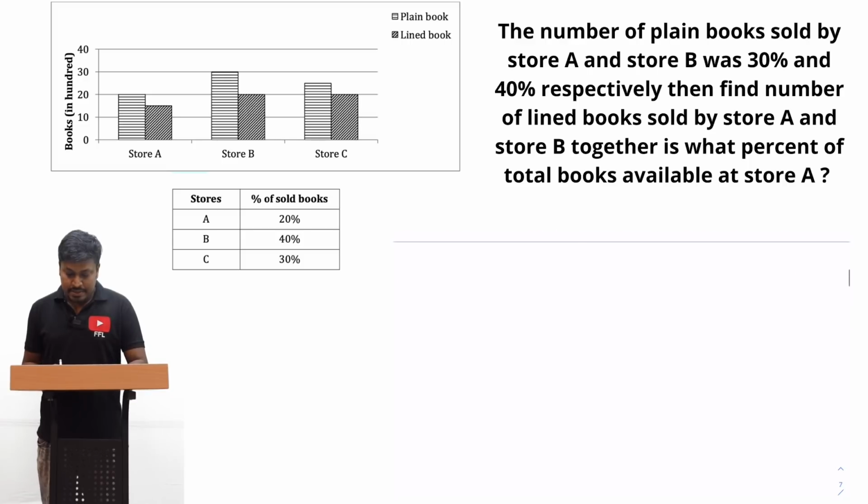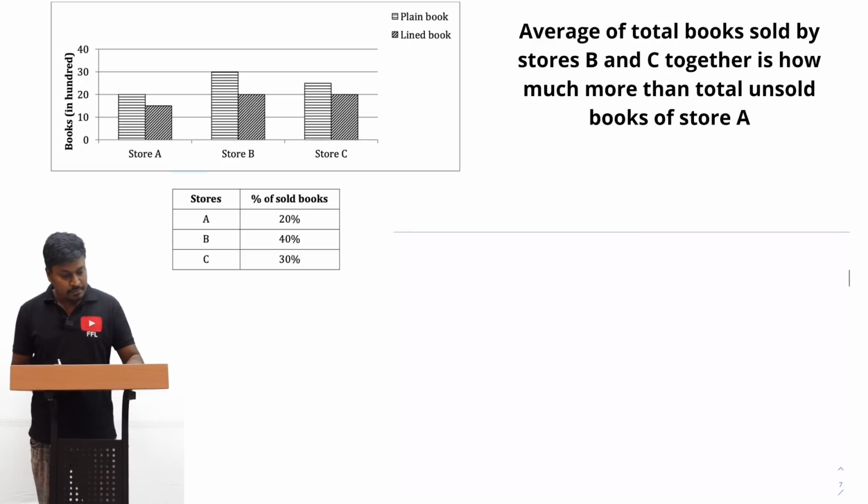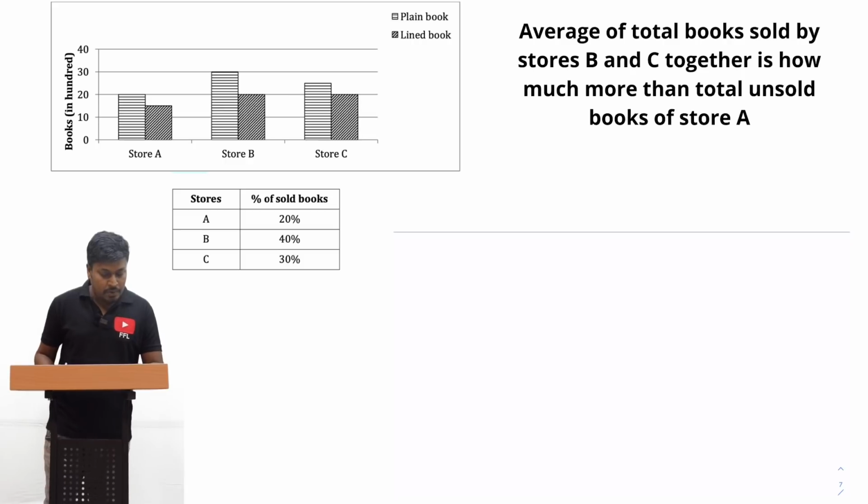So next question, friends. What they said is, the average of total books sold by B and C together is how much more than the unsold books of store A. So we need to compare, right? The average total books sold by store B and C together. First let me find the average sold.